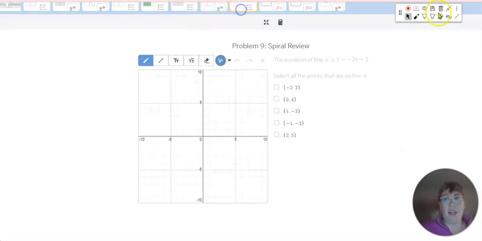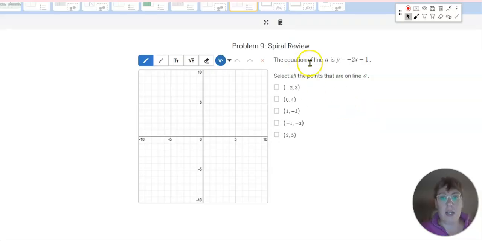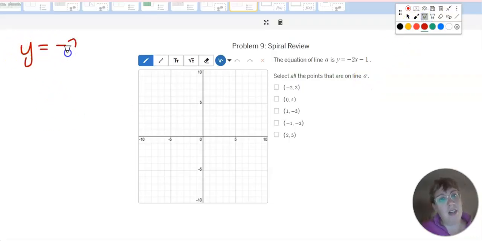And let's go on the next page. Some spiral reviews here. The equation of line A is y equals -2x minus 1. Select all the points that are on line A. So let's just graph this line.